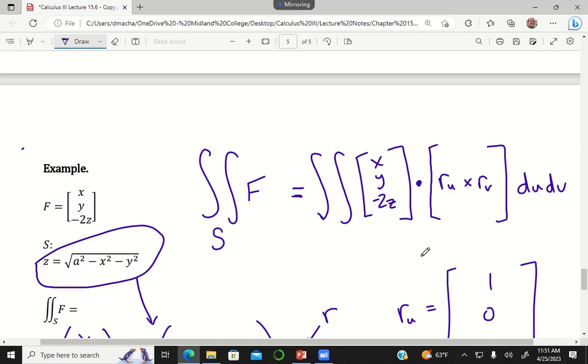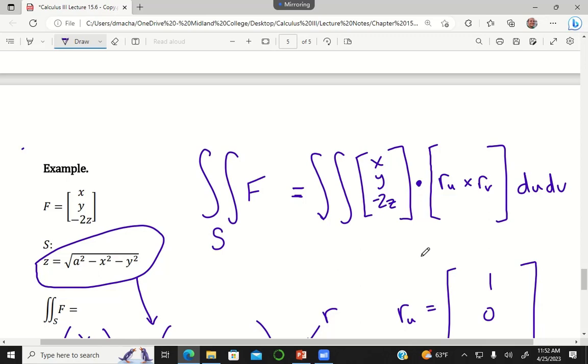Actually, the bounds of this integral are not going to be super fun. I say that because if you think about this surface, z equals the square root of this stuff, this is actually the top half of a sphere. So square both sides and you get z squared equals a squared minus x squared minus y squared. Add x squared and y squared to both sides, and you get x squared plus y squared plus z squared equals a squared. So this is the top half of a sphere with radius a, the half of the sphere that lies above the xy plane.